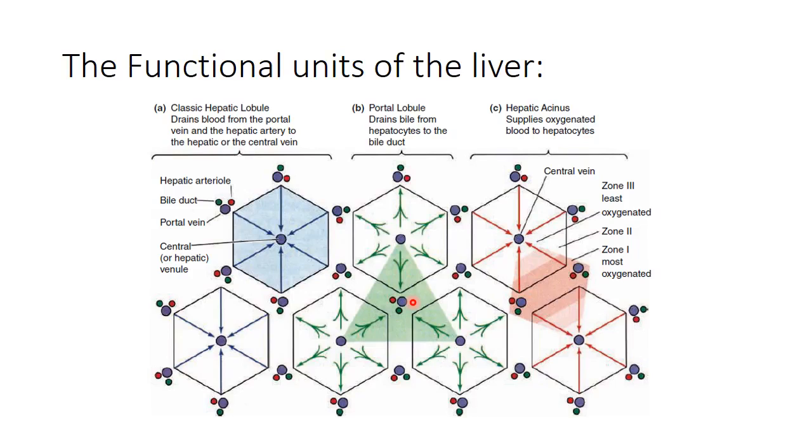This concept is more useful when considering the bile secretion function of the liver. The tissue draining the bile into the portal area is roughly triangular in shape, as we said, and the portal area is in the middle.